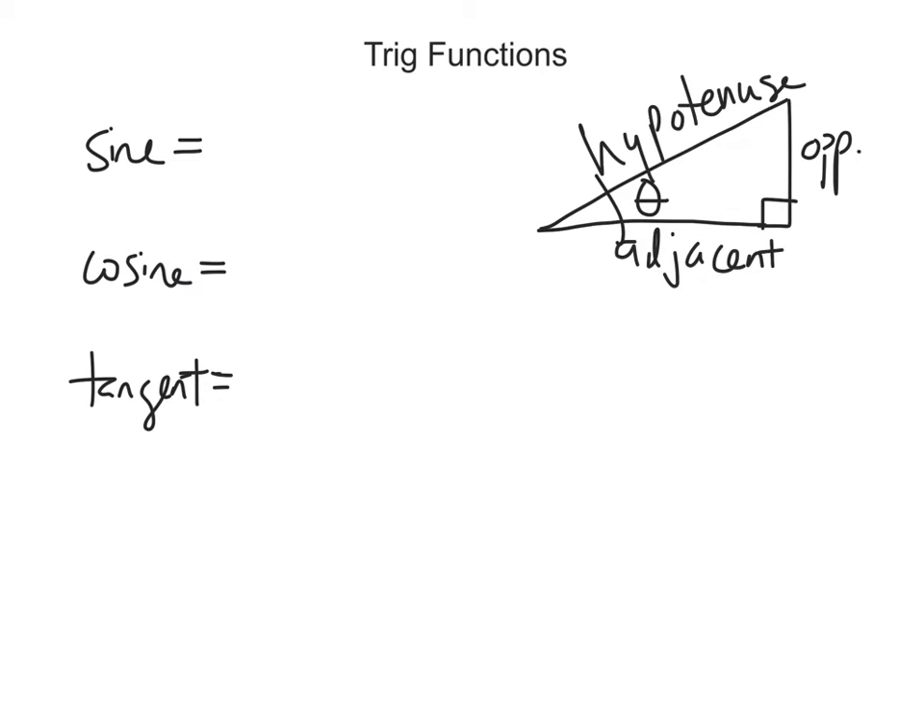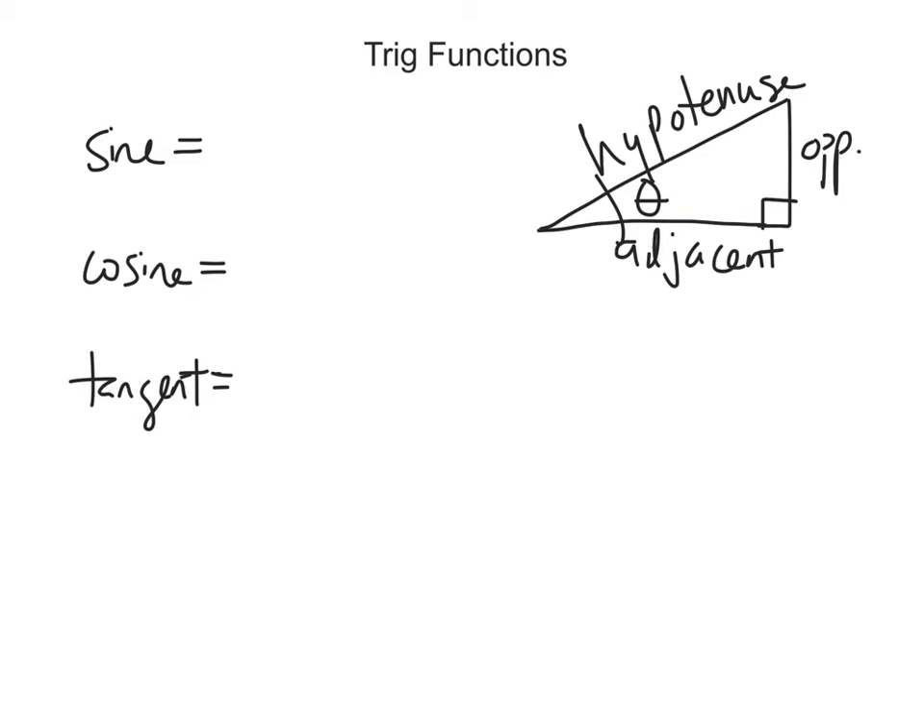So I've defined these three sides relative to this angle. So if I pick this angle up here, right, that would give me a different opposite and adjacent, because now this side would be opposite, this side would be adjacent. But I'd still have the same hypotenuse.